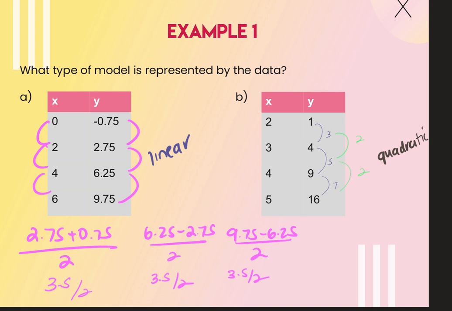If it's not first difference, I then go to second difference. If it's not second difference, then I see if I could divide it. So 4 over 1, 9 over 4, 16 over 9. If those are the same, then it's exponential. So those are your 3 tests right now. First difference, second difference, exponential.